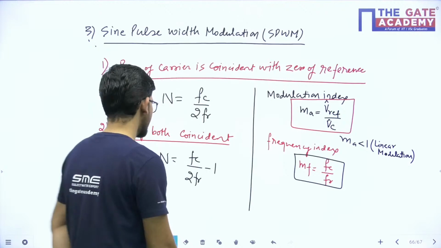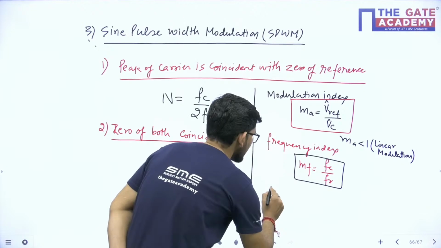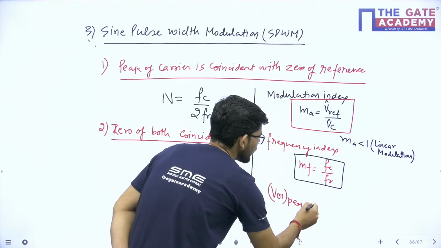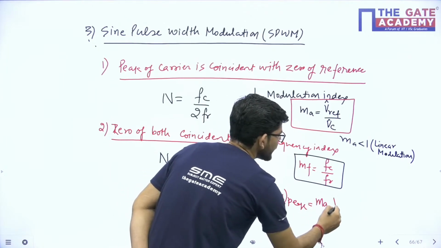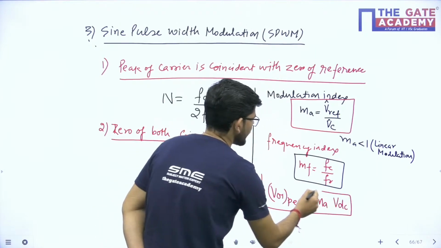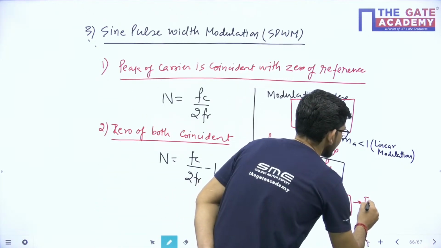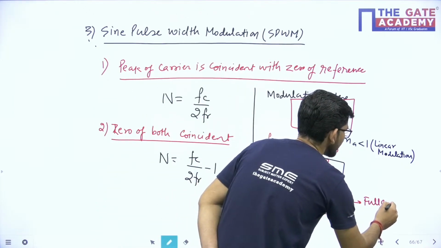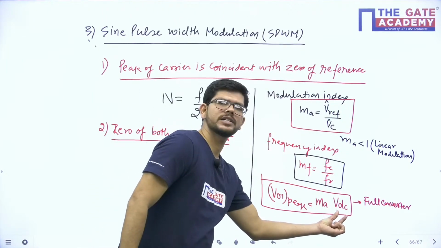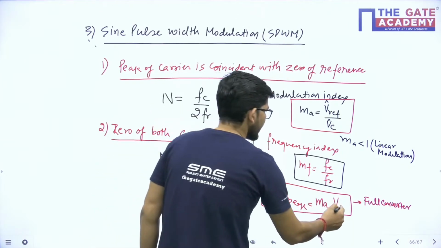And after that, one more formula that I have is the fundamental peak voltage, which is equal to modulation index times VDC, in case of a full converter, because in case of a full converter I have VDC voltage or VS voltage. Let me write it as VS because we have used VS here: MA into VS.